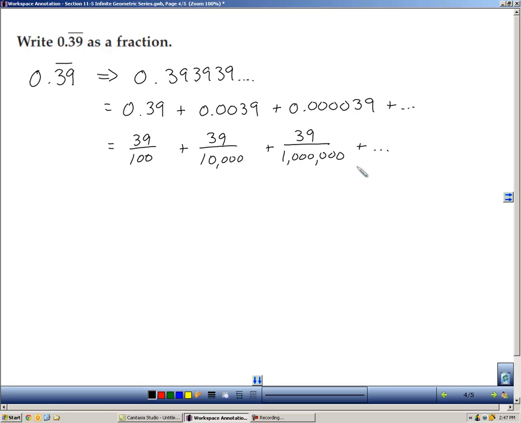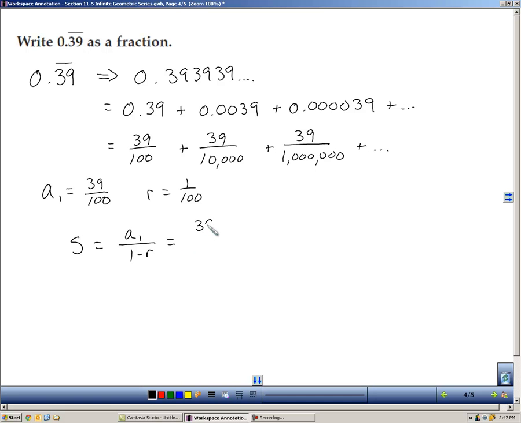Now if I look at that and think about it as a series, can you agree that a sub 1 in the series is 39 over 100, and that the ratio is 1 over 100? Because if you take the first one and multiply it by 1 over 100, you get 2 more zeros on the bottom, which becomes 10,000. So this series has an a sub 1 of 39 over 100 and a ratio of 1 over 100. Well, this ratio is between -1 and 1. Therefore, we should be able to find its sum using the formula.